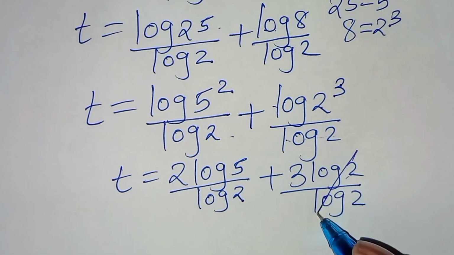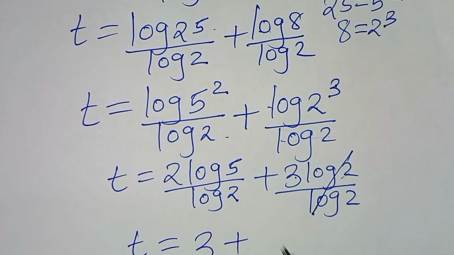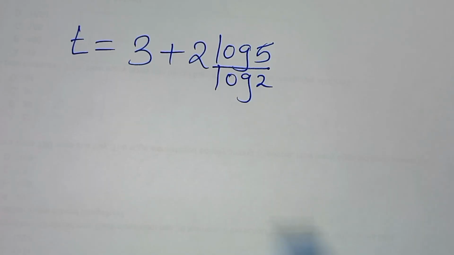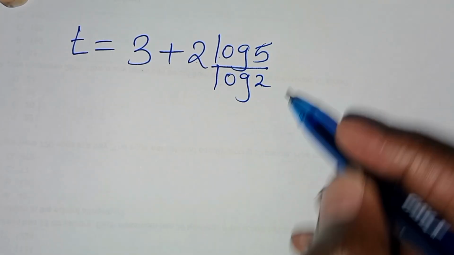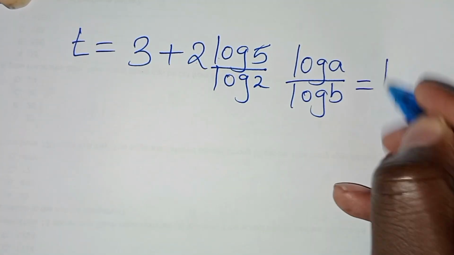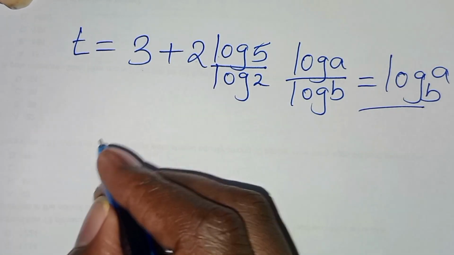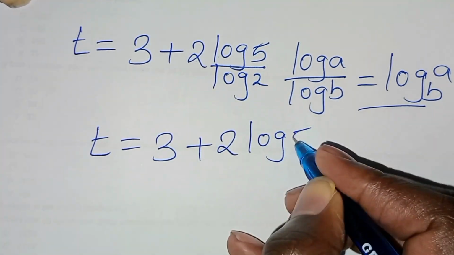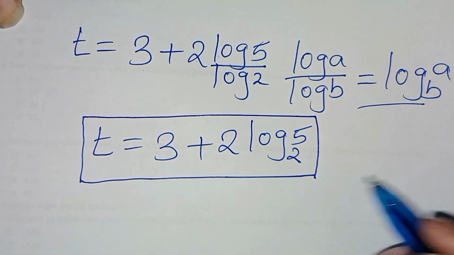So here we can simplify here, so that now t is equal to 3 plus 2 log 5 divided by log 2. Now log 5 divided by log 2, this is in the form of log a divided by log b, which we can express as log a to base b. So let's apply this logarithm property, so that t is equal to 3 plus 2 log 5 to base 2. Now this is the value of t.